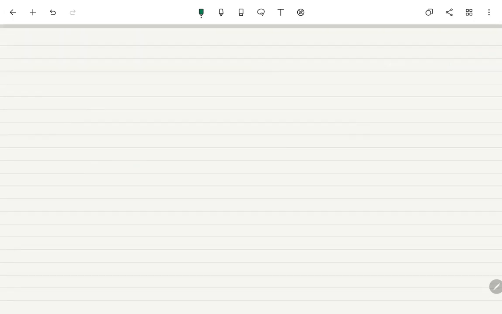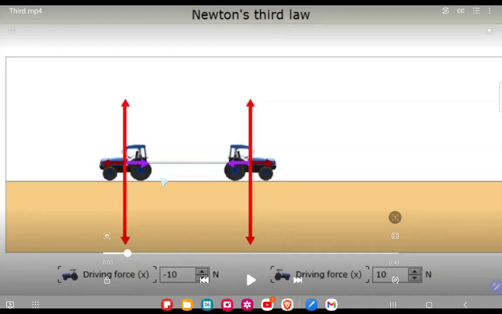Now let's have this model. As we can see here in this model, we have two tractors connected with this rod in between them. On the left tractor, there's a driving force, it's minus 10. This one here is the driving force, minus 10. In the right tractor, the driving force is 10 Newton. In this case, the system will remain stationary, no moving whatsoever.